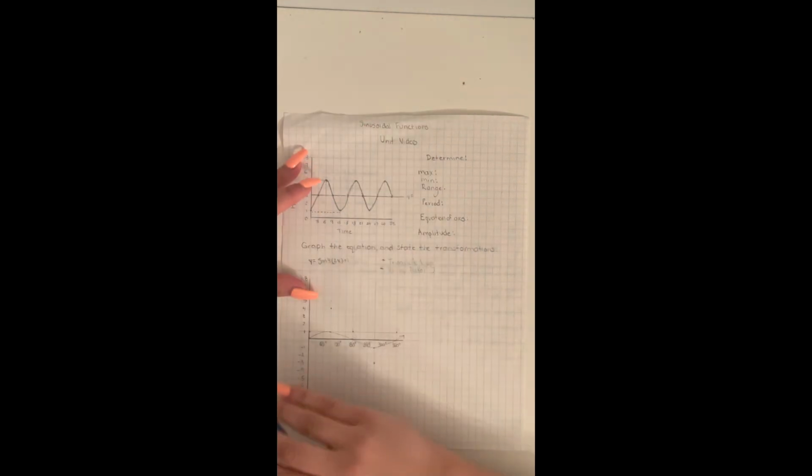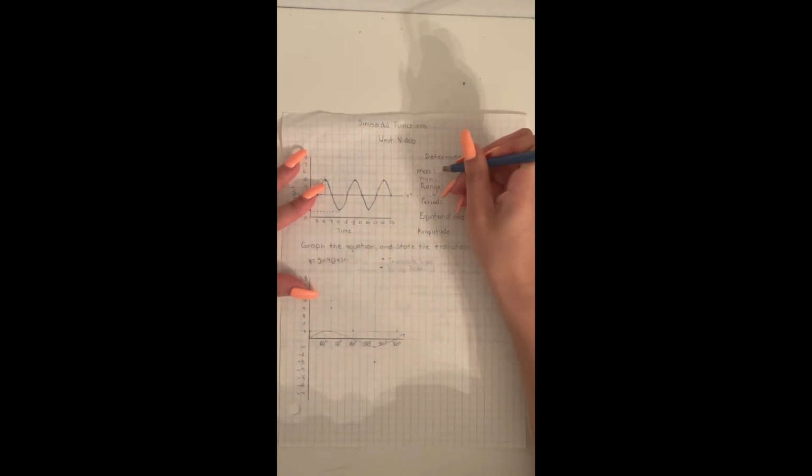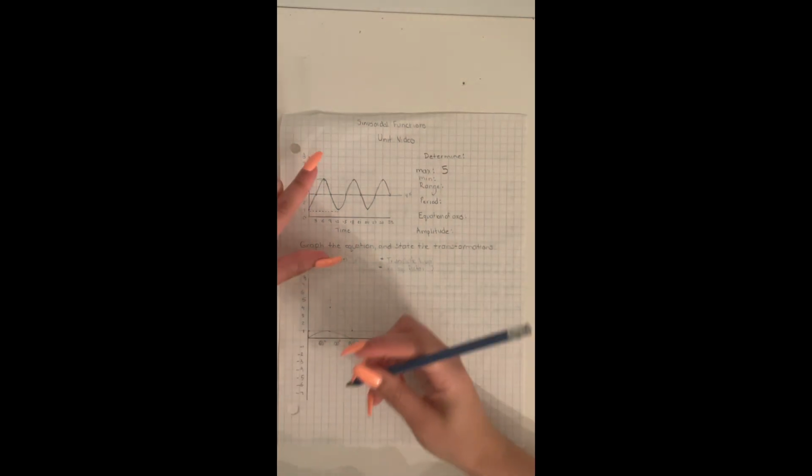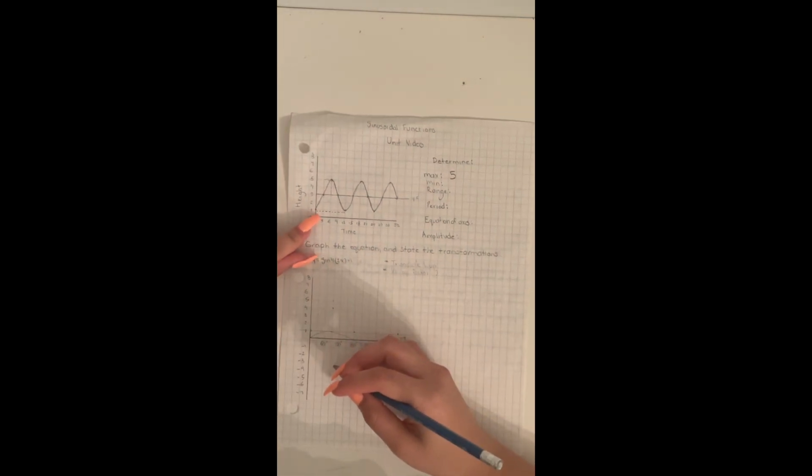So the max is going to be the max height that this graph reaches. That is this point here. It's going to be 5. The minimum height is going to be the lowest point that it reaches and also where it starts, which is going to be 1.